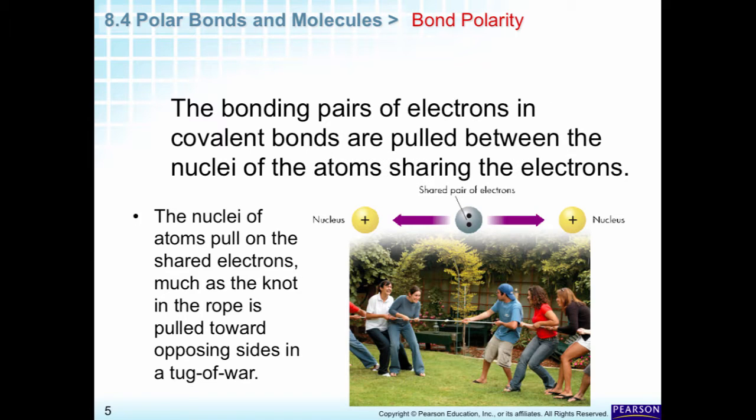And so let's look at this picture of a tug of war. This tug of war is basically what's going on between the two positive nuclei of the atoms, trying to pull the electrons towards each other. And the one that wins is the one that likes it more. So that's usually the one that's more electronegative.